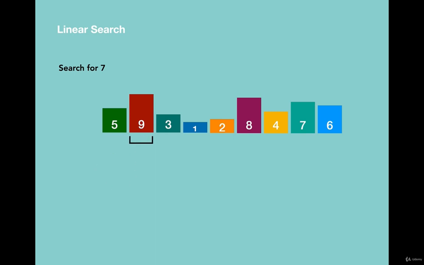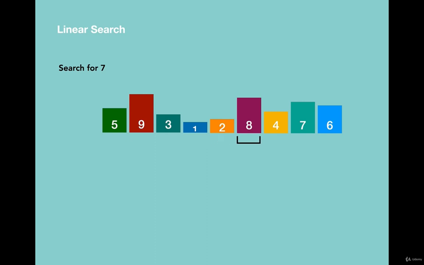Then it continues to the second element and asks the same question. Is this the element that we are looking for or not? So we are looking for 7. This is 9, so the answer is no. Then it continues to the third element. Is this the element that we are looking for or not? This is not. Then it continues to the fourth element and asks the same question. The answer is no. Then it continues to the next element and asks the same question, and the answer is no. So as you can see, it checks every element one by one to look for this element. It's not selecting the elements randomly, it's just going sequentially.